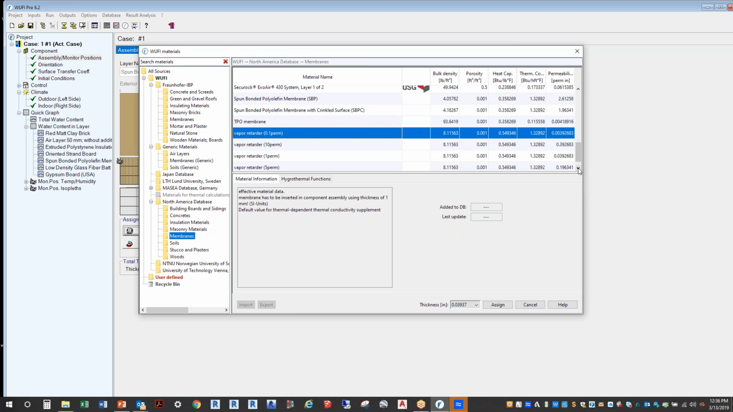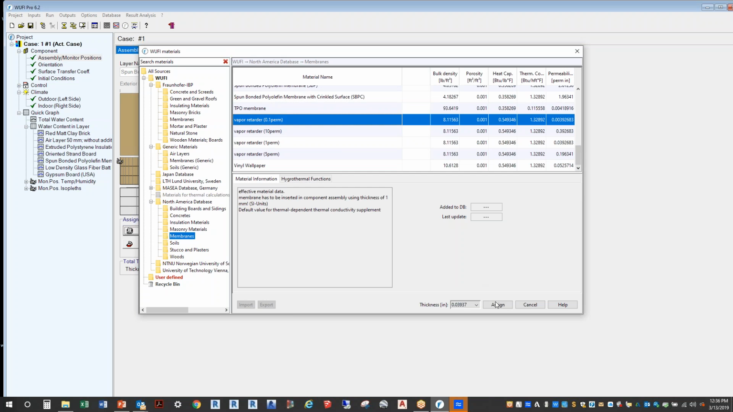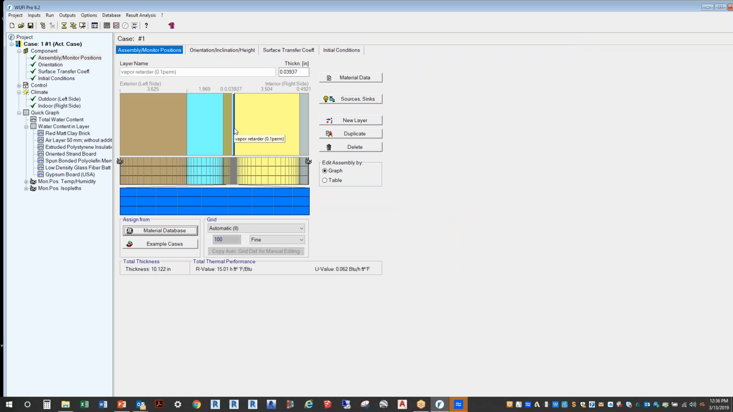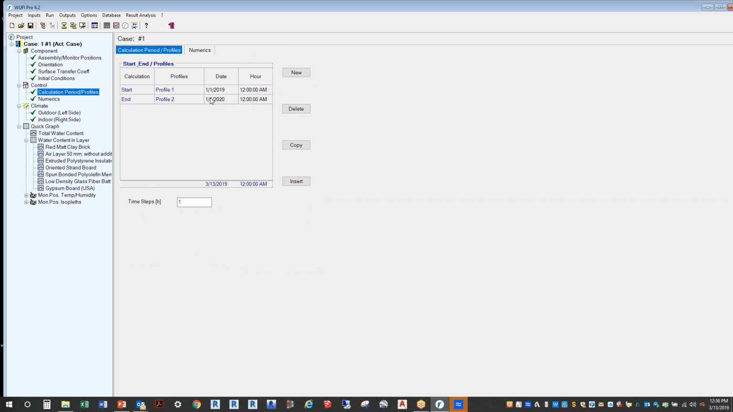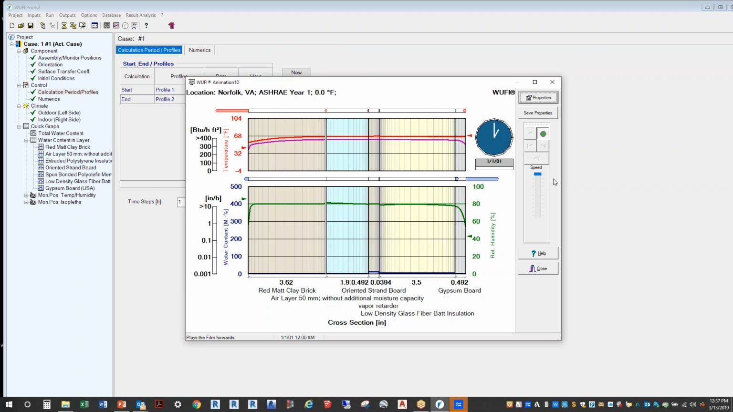Here's a vapor retarder, 0.1 perms. So we'll take that and put that in its place. Okay. And I'm going to go ahead and change the control. I'm going to run this for 3 years, through 2022. Okay. And I'm going to go back and run it again, overwrite my results, and just let it go as fast as it can go.